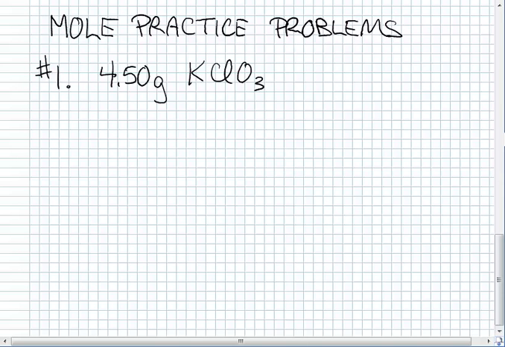Hey folks, just going to go over some of these review questions with you. This is just going to be number 1, A through E. So starting with 4.50 grams of potassium chlorate and converting it to moles is what number A is.